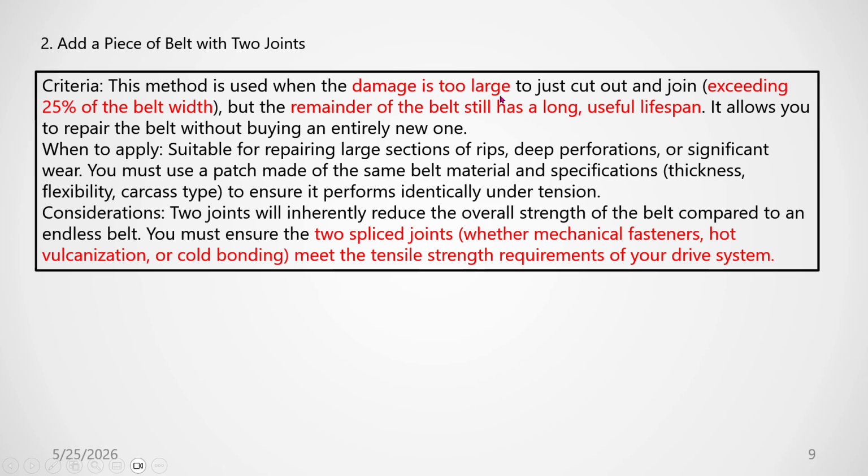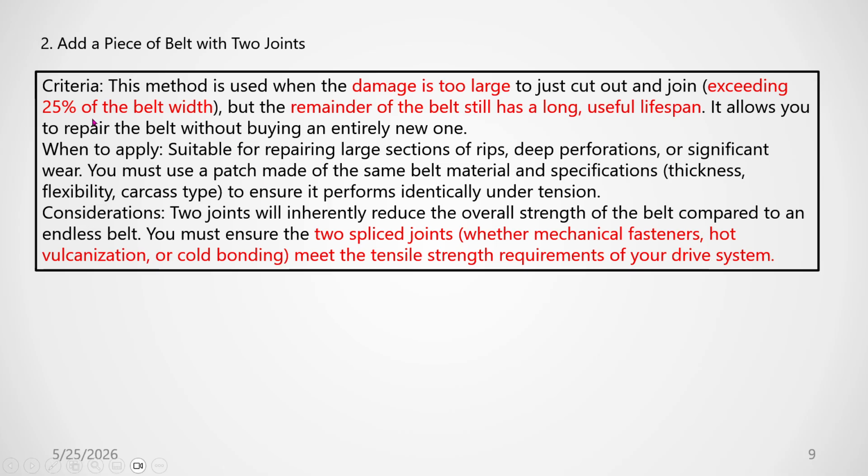Now, the damage will be too large, exceeding 25% of the belt width, and the remainder of the belt has a long useful lifespan. So you need not replace the whole belt. You replace only the damaged portion with the same type of belt, similar strength, similar carcass. Then there will be two joints. Suppose it is more than 5 meters, then there will be two joints. You cannot replace it and make a single joint. You have to replace the damaged portion with another piece of belt with two joints.